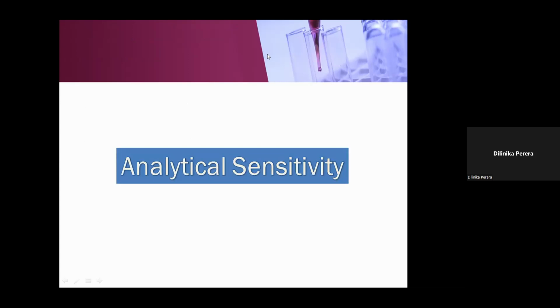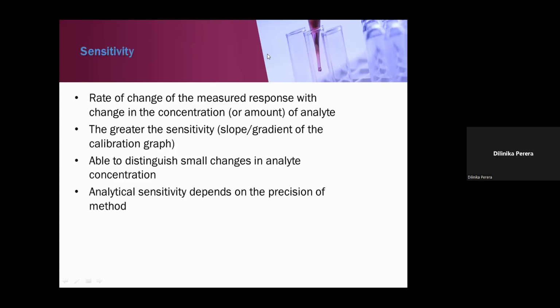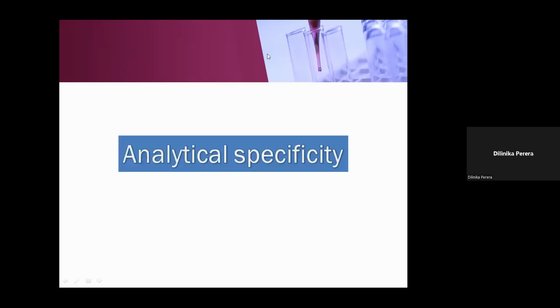So what do you mean by analytical sensitivity? Analytical sensitivity is the rate of change of the measured response with the change of the concentration or amount of the analyte. So the greater the sensitivity, the greater the slope or the gradient of the calibration curve. And what does this mean? We are able to detect small changes in the analyte concentration, right? So that is important.